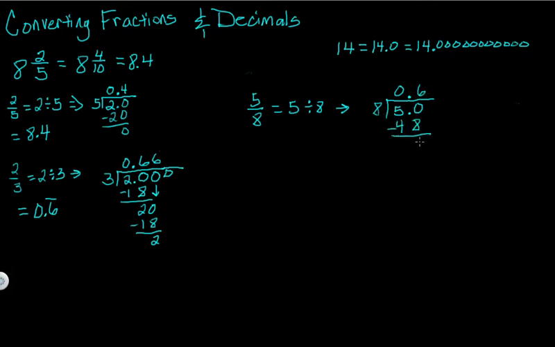We subtract, we get 2, too small, annex another 0. Bring that 0 down. 8 into 20 is going to be twice. 2 times 8 is 16. We subtract, we get a 4. We annex another 0. We bring it down. 4 becomes a 40. 8 into 40 is 5 times. 8 times 5 is 40. Subtract the 40s, we get 0. So we see that 5/8 is equal to 0.625.